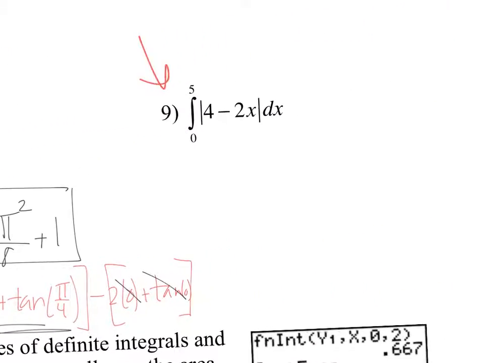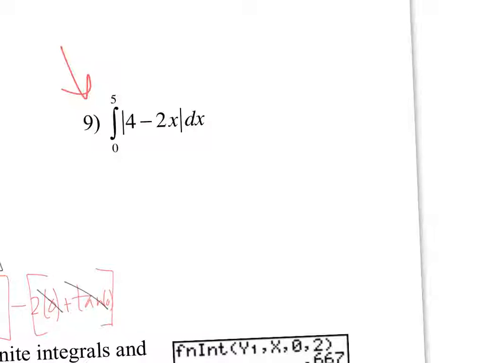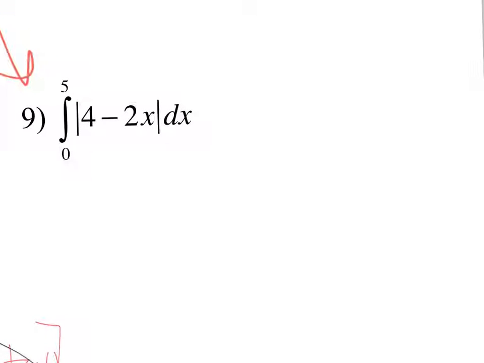If we take a look at number 9, we're looking at the absolute value of 4 minus 2x. Now, we need to think about splitting this into two integrals. First, let's think about the graph of the absolute value of 4 minus 2x. This will help you see why we need to split it into two integrals. Because first of all, if we integrate it, what function gave us the derivative of absolute value of 4 minus 2x? We don't know.